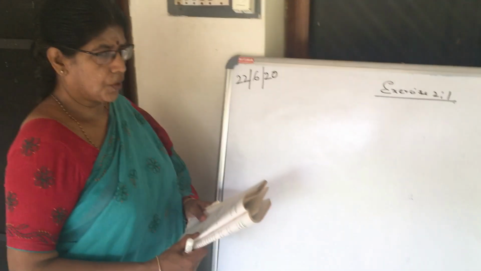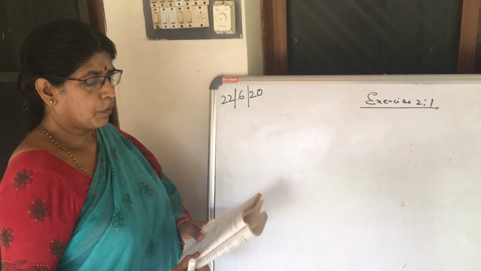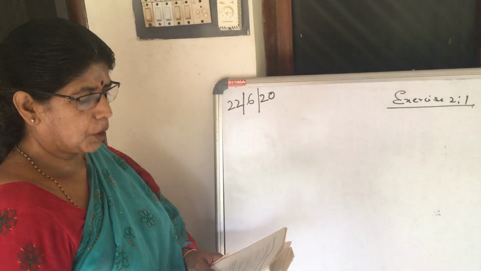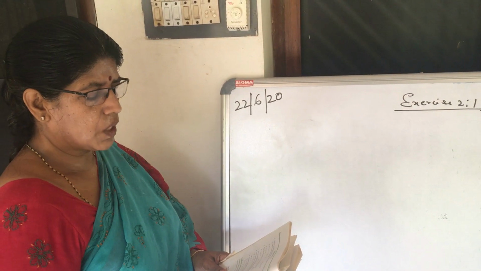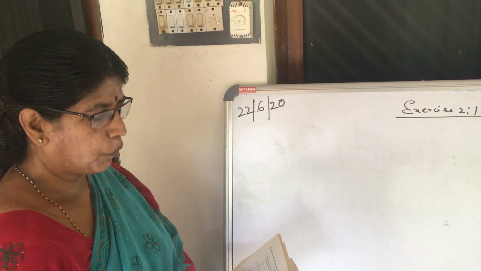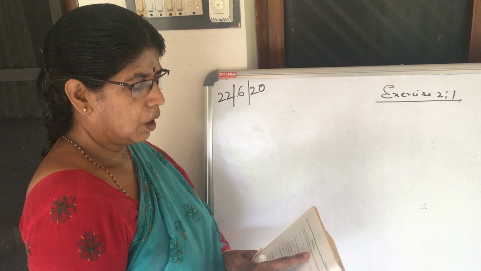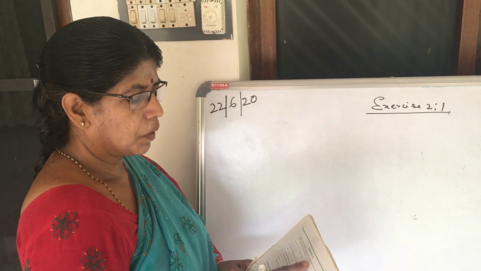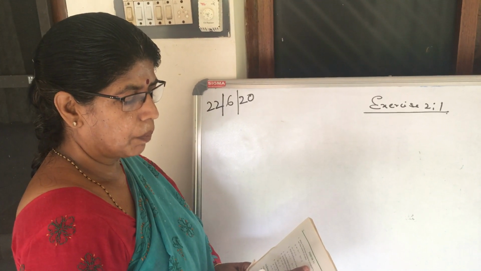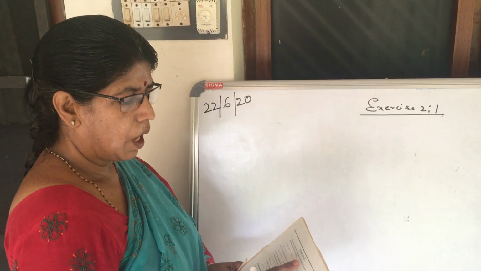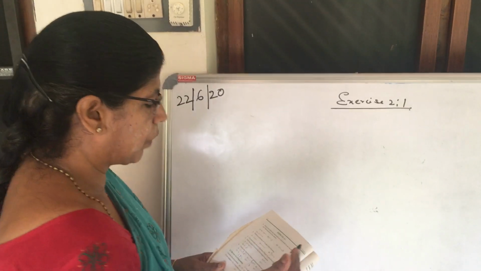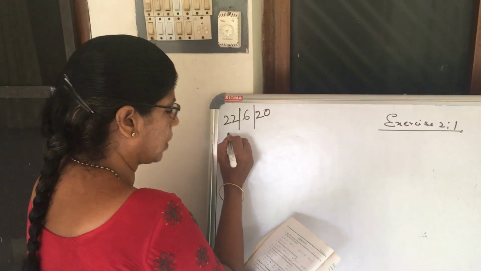Exercise 2.1, children. Which of the following expressions are polynomials in one variable and which are not? State reasons for your answer. All of you know what are polynomials? An expression in which the powers of the variable are whole numbers.